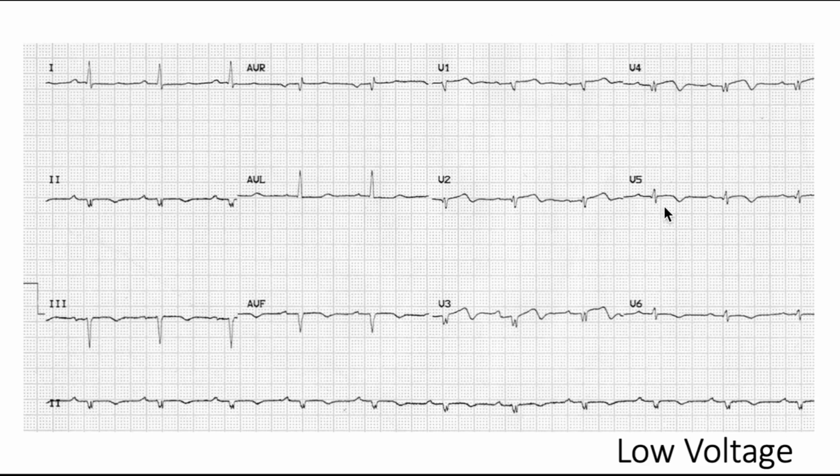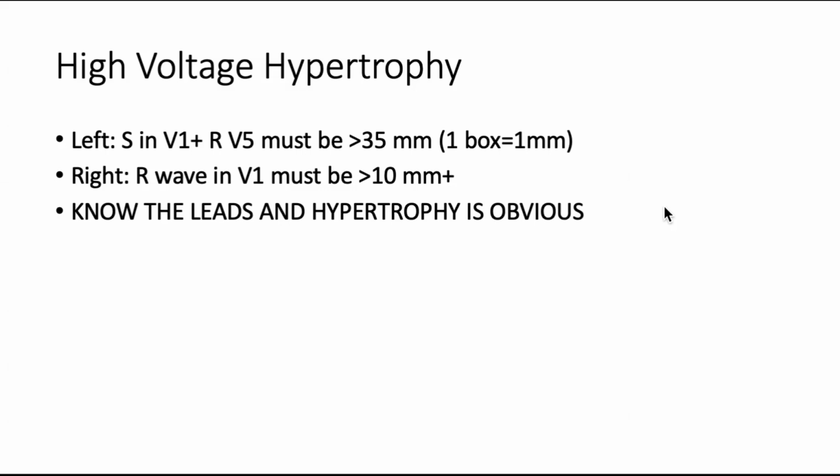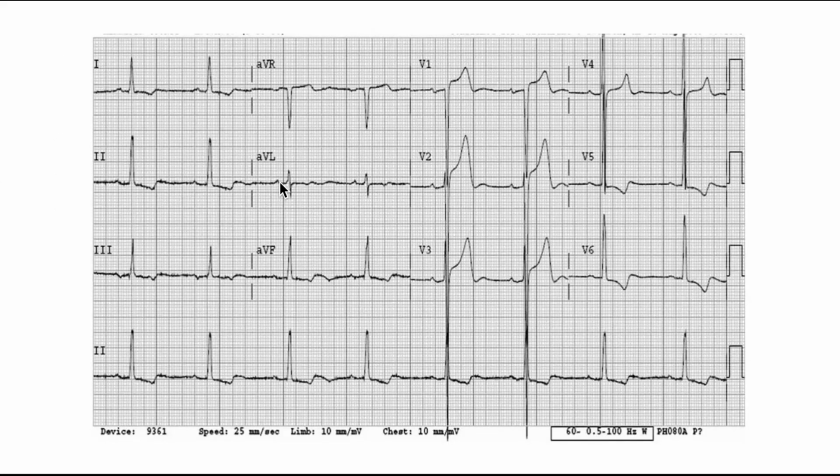So that's low voltage. For high voltage, you're looking at hypertrophy, and here's really the textbook criteria, but hypertrophy is obvious when you get it in clinic. So the S wave in V1 plus the R wave in V5 are going to be greater than 35 millimeters. Remember that a large box is 5 millimeters, a single box is 1 millimeter. For right, you're only looking at the R wave in V1. So once again, as long as you know which leads are right and left, then this is really obvious.